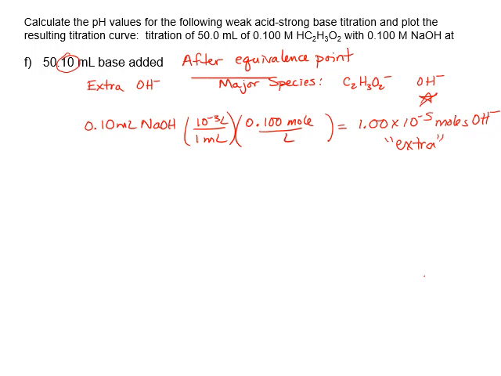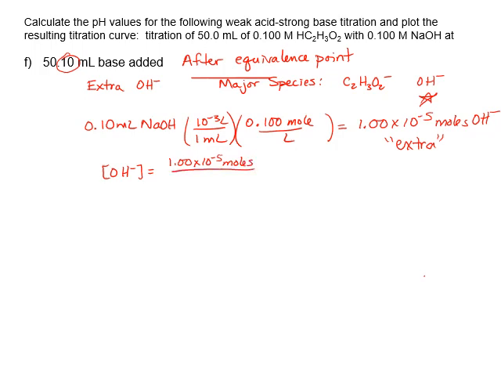The first 50 milliliters neutralize the acetic acid. The remaining 0.1 milliliters creates this extra 1 times 10 to the minus 5 moles of hydroxide. What's the concentration of hydroxide in this solution? It's the moles divided by the new volume.